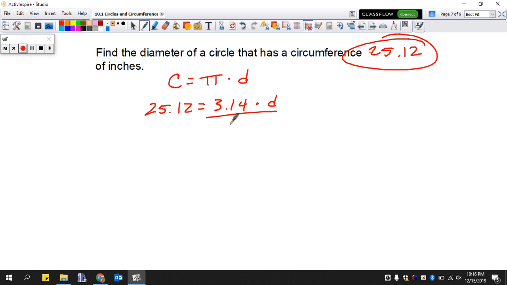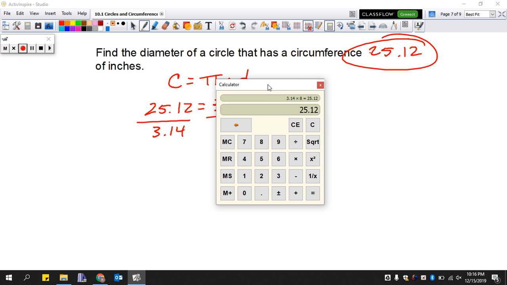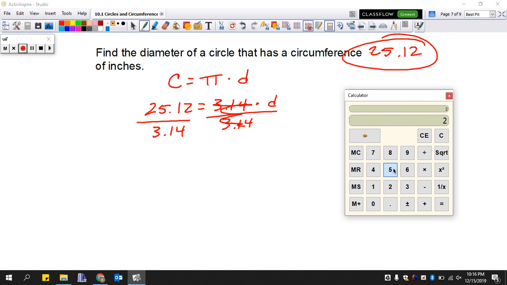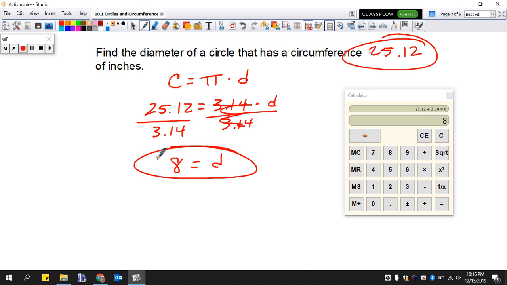Basically all we do here is divide by 3.14. When we do that, 25.12 divided by 3.14, we end up with 8 is equal to the diameter. So this circle has a diameter of 8.